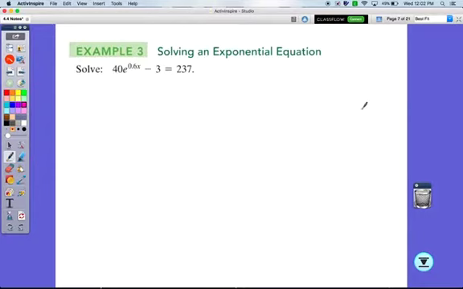Now, if you've got more stuff in it than just an exponential and then equal to a number, we want to get the exponential by itself. So before I do the whole log thing, I want to get the e part by itself. So I add the 3 on each side. So I get 40e to the 0.6x is equal to 240. Then I'll divide the 40 over to get e to the 0.6x is equal to 6.